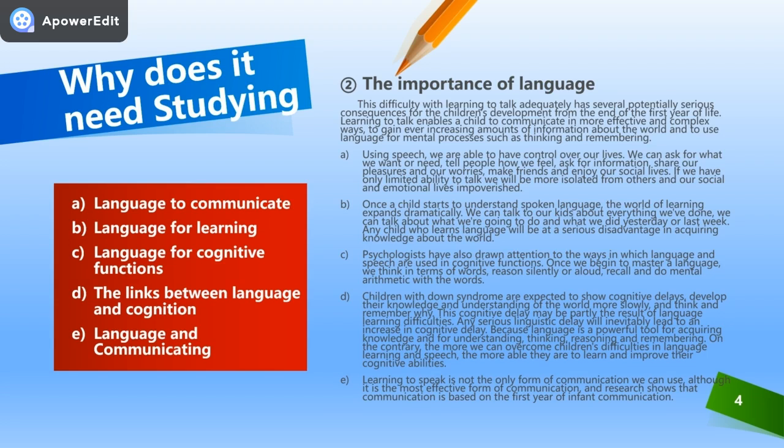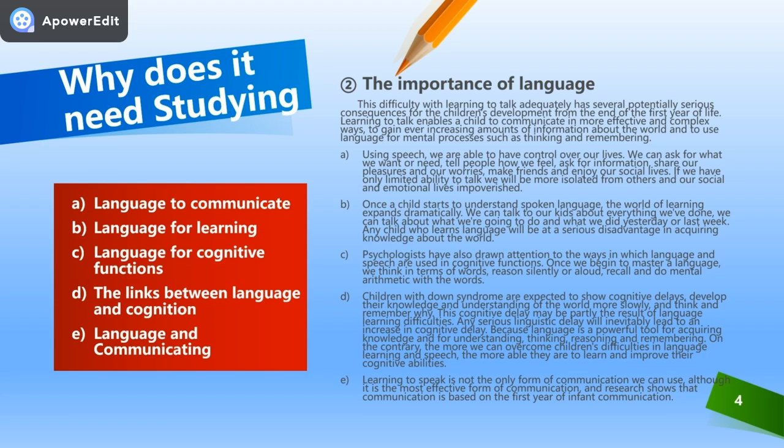We can talk to our kids about everything we've done. We can talk about what we are going to do and what we did yesterday or last week. A child who does not learn language will be at a serious disadvantage in acquiring accurate knowledge about the world. Third, psychology has also drawn attention to the ways in which language and speech are used in cognitive functions. Once we begin to master a language, we think in terms of words, reason silently or aloud, recall and do mental arithmetic with words.